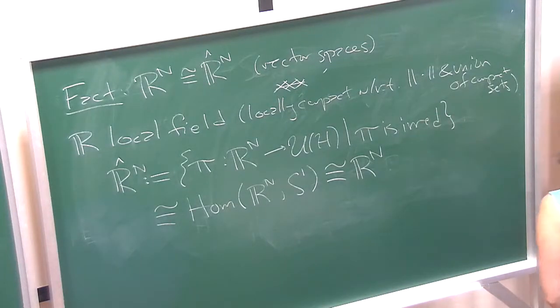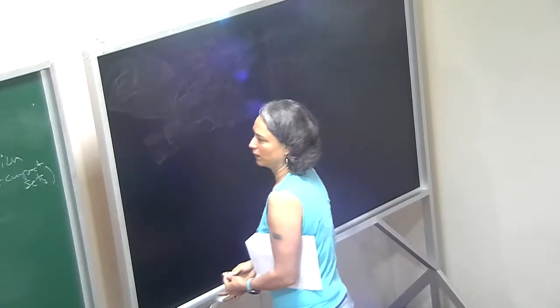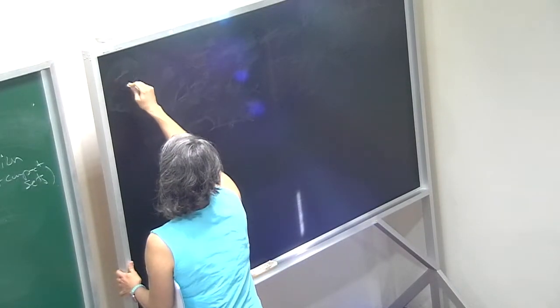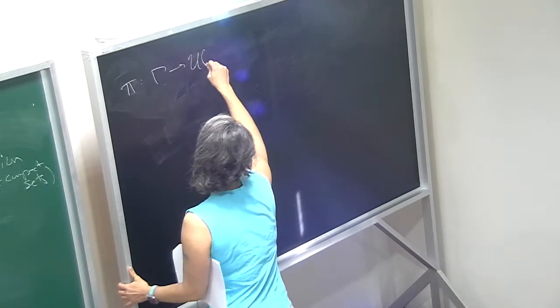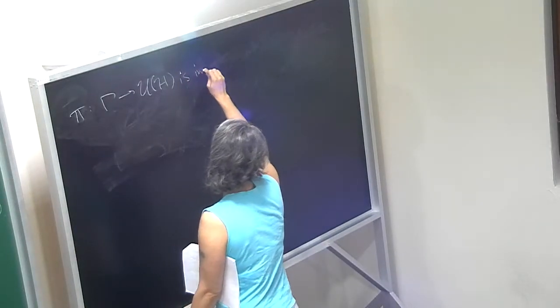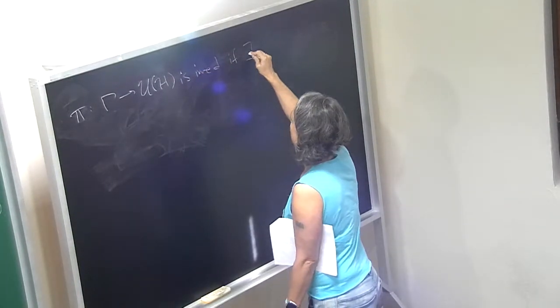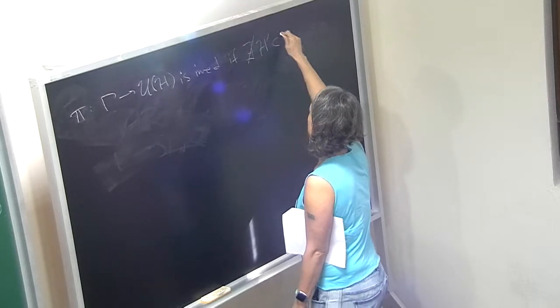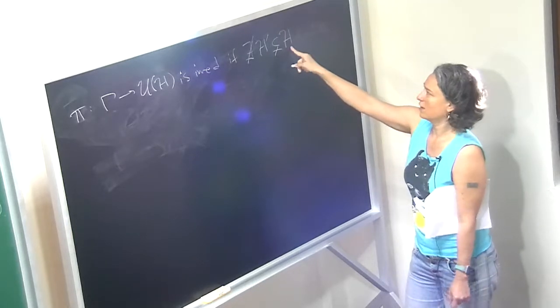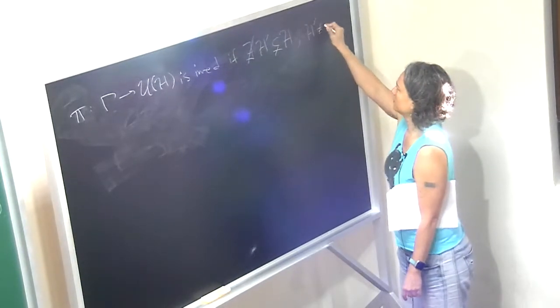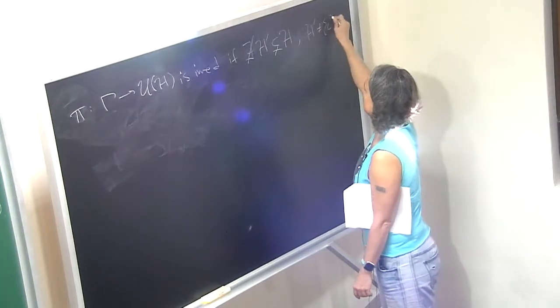What do you think? There's no non-trivial sub-representations. So irreducible: pi from gamma to U of H is irreducible if there does not exist an H prime in H that is non-trivial, not all of H and non-zero, that's gamma invariant.